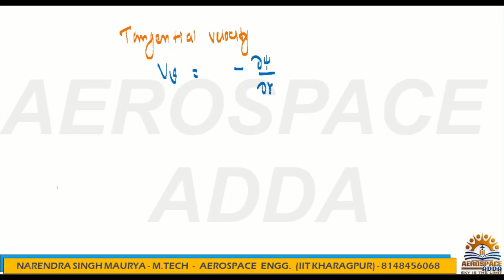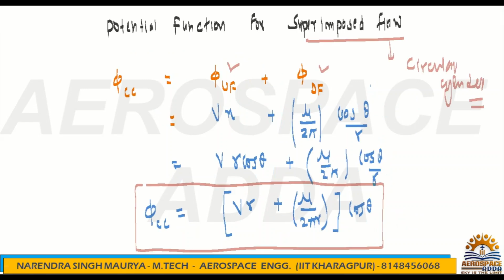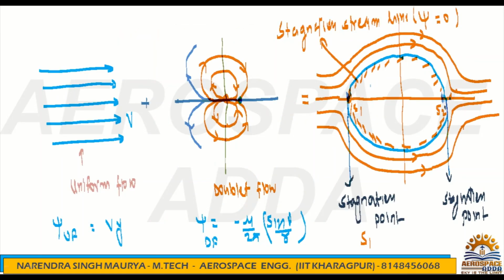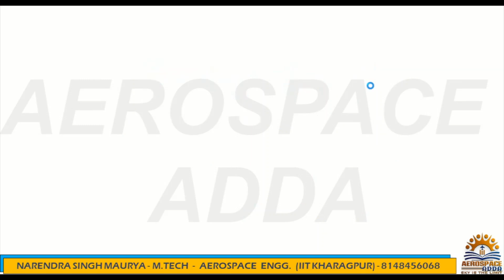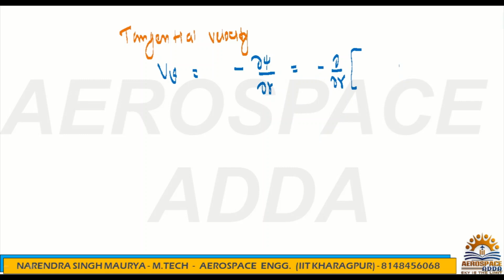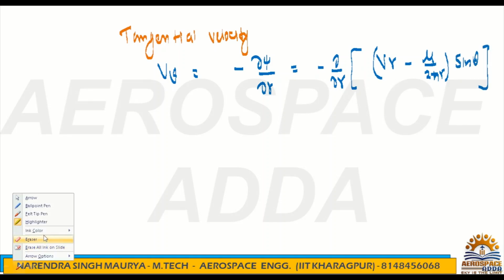I can write here minus dou by dou r, and what is psi? Just now you had written the psi value. Psi is V r minus mu upon 2 pi r sine theta. Once you differentiate this, what will you get? v theta is dou by dou r of r, so only V you will have.